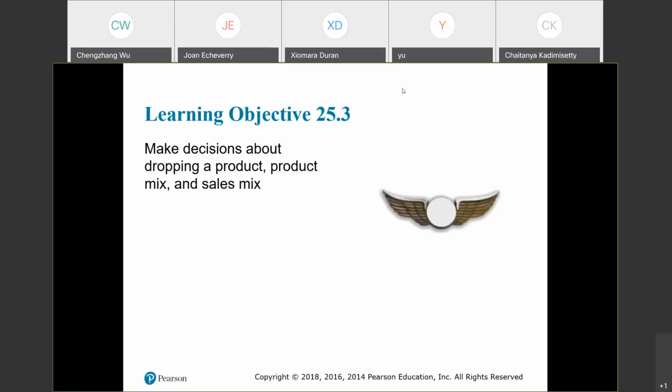Well, let's get started. Today we're going to continue on chapter 25 about short-term business decisions. We will see the other two major types of short-term decisions that the management has to make regarding the business. But before we get started, let's have a quick review of the last class.